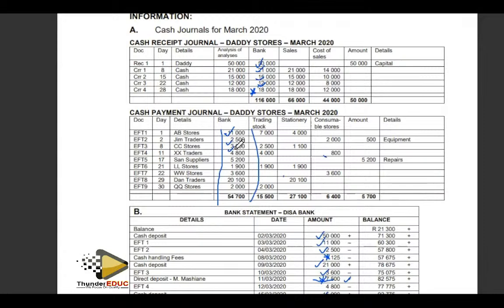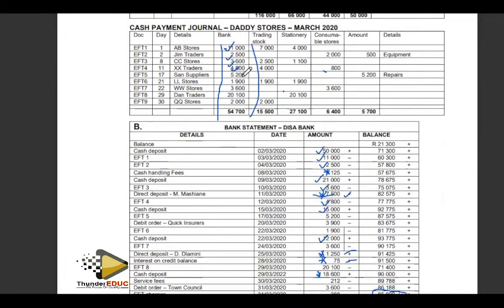Then there is 4,800 on the statement. Remember, I check the statement first, then I go here. Yes, it is here. So there is 5,200. What is 5,200 here? Yes, it is there. So it has appeared on both sides. We don't need to deal with it anymore. We have to tick it off.